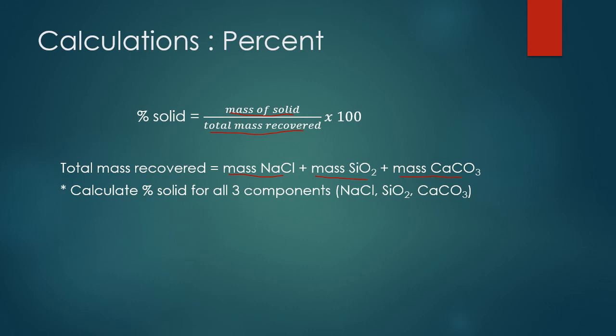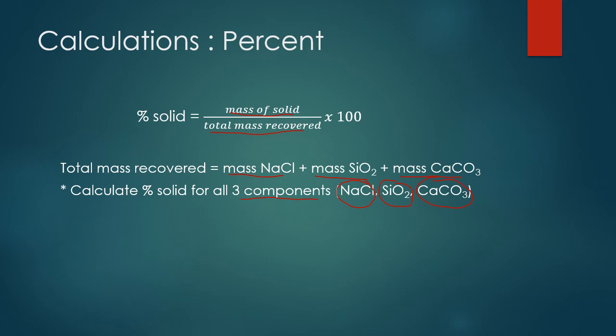Make sure you are going to be using this equation 3 separate times to calculate the percent solid for all 3 components. So one time you'll take the mass of the sodium chloride and plug that in for the numerator and solve. Second time you will take the mass of the silicon dioxide and plug in for the numerator and solve. And then last but not least, the calcium carbonate. So you get 3 different percents.